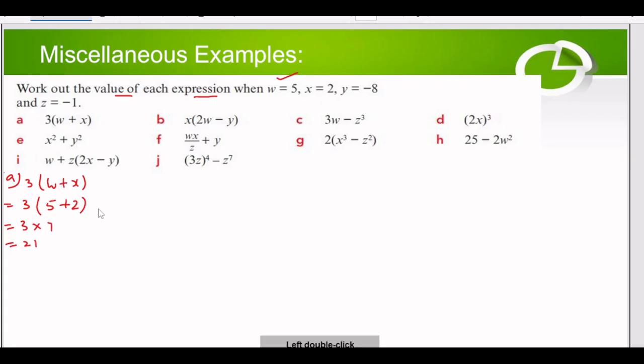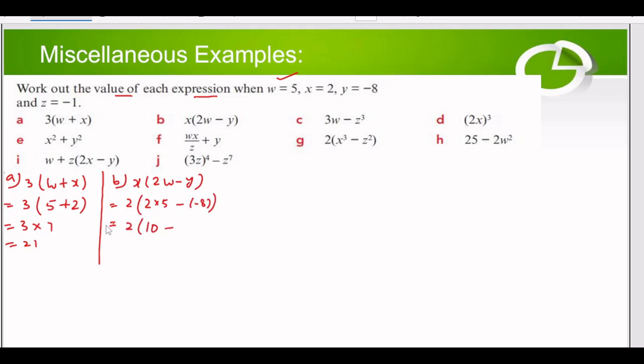Okay, so done. Now part B, we have x into 2w minus y. So x is 2, w is 5 and y is negative 8. Remember the negative here. 2 into this is 10 minus minus, this is going to be plus 8. 2 times 18, which is 36, right? So that was part B.